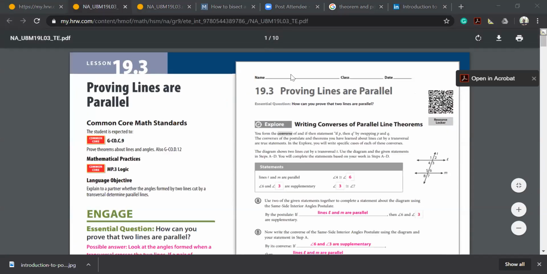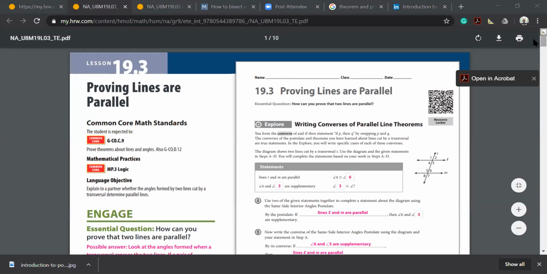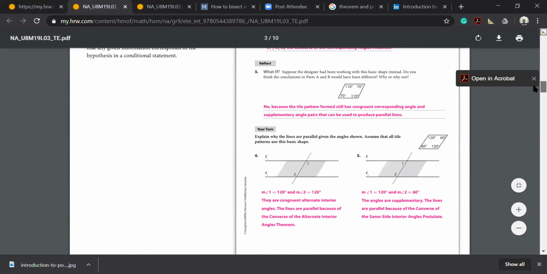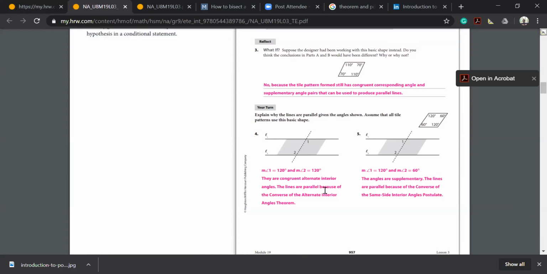And I will give you the answers now. It will be written in this way. Let's read. Measure angle 1 equals 120, measure angle 2 equals 120. They are congruent alternate interior angles. So the lines are parallel because of the converse of the alternate interior angle theorem. In here, angle 1 is 120, angle 2 is 60. They are supplementary. The lines are parallel because of the converse of the same side interior angle postulate. The only postulate we have. And for the other things, they are theorems. Okay.